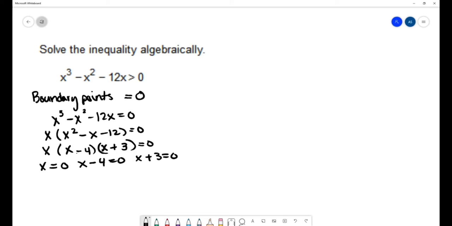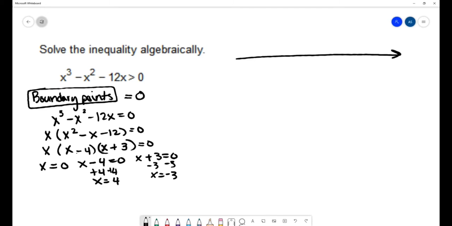So x equals 0 gives me one value. I add 4 to both sides and get x equals 4. On the equation x plus 3 equals 0, I would subtract 3 and get x equals negative 3. You can think of these as boundary points, or if you're thinking of it graphically, these would be x-intercepts. And you're going to take your number line and put those numbers on it in order from smallest to largest. So that's negative 3, 0, and 4.